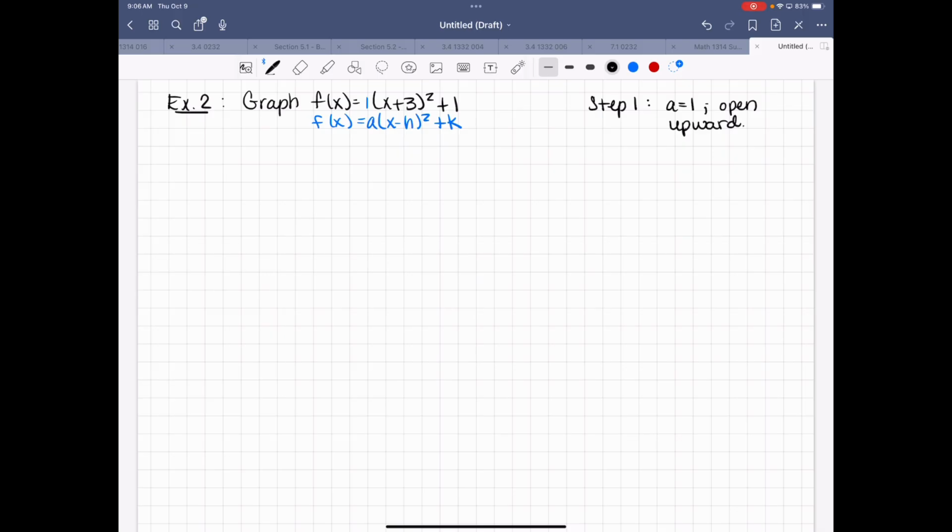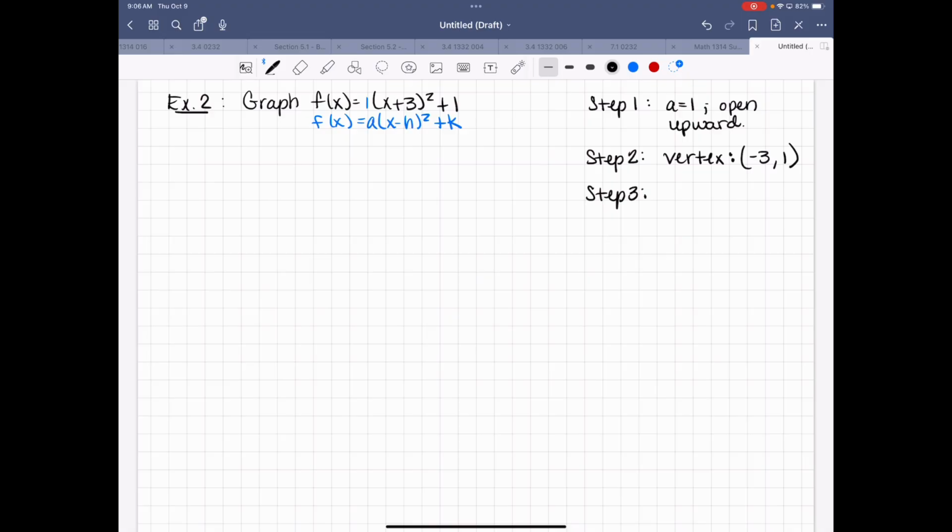Okay, step 2, we are looking for the vertex, correct? Okay, this one's friendly. I know that my vertex is going to be (h, k). I know I need to change that sign, so what's my vertex going to be? Only on the h. Negative 3, positive 1. Good. And now we're ready to find our x-intercepts.